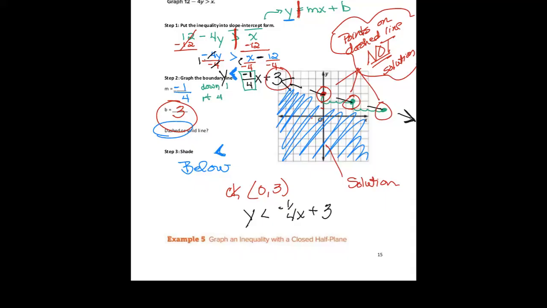So if I choose that point, my y value is 3. Is 3 less than negative 1/4 times 0 plus 3? Well, here's a 0. Is 3 less than 3? Is 3 less than 3? No, so that's why it doesn't work. And those are not part of it.